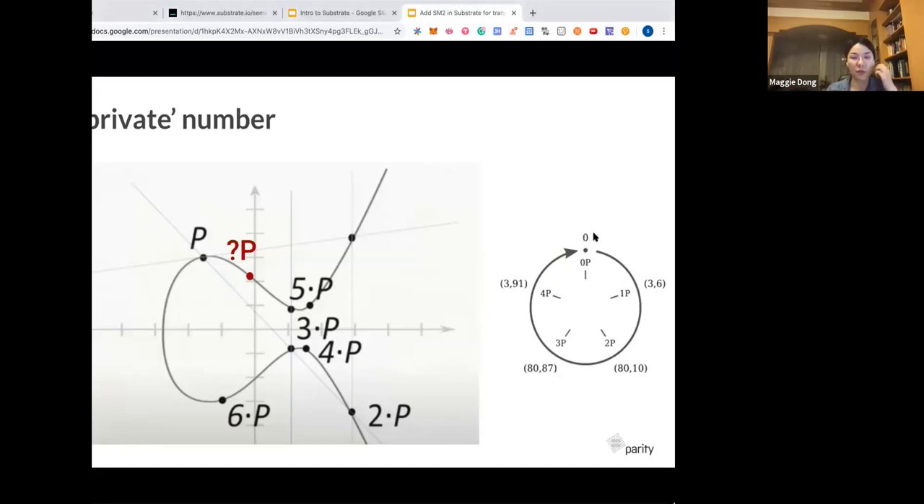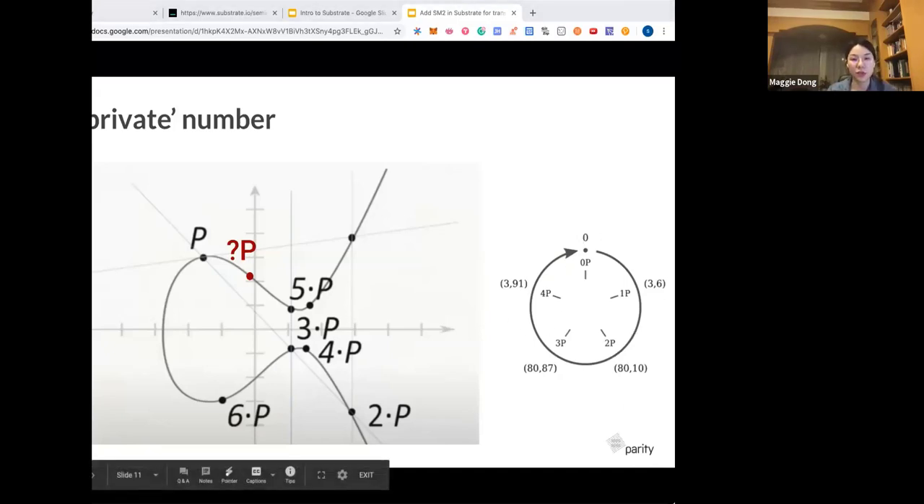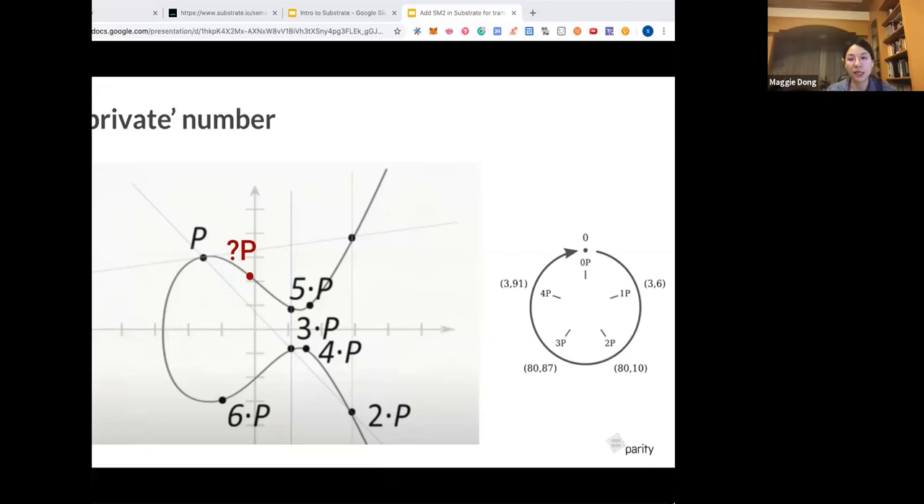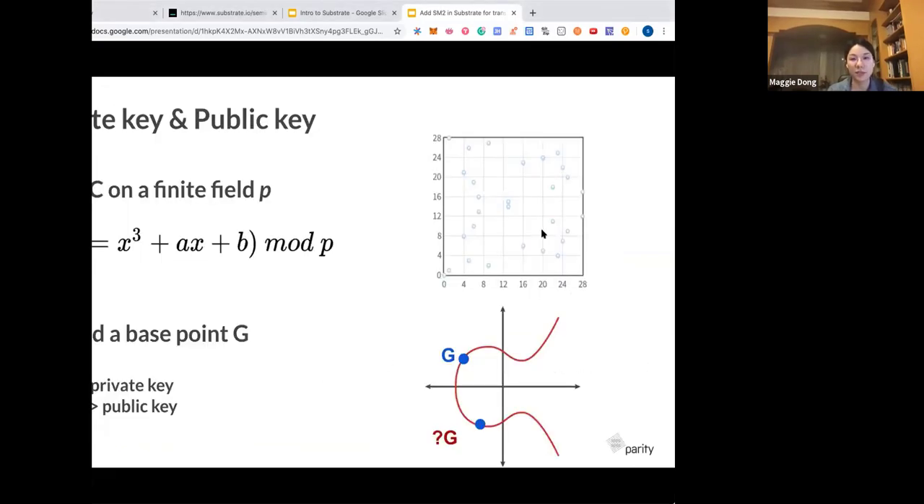If we have a good base point, someone else, maybe some bad person who wants to get our private key, would need to try maybe 10 billion times or 10 trillion times. So it's important to have a great base point. But I have no idea how we choose a base point. It's kind of a property of the elliptic curve.